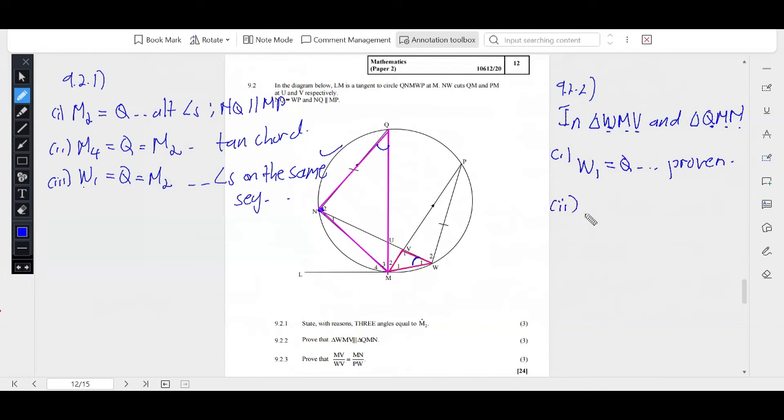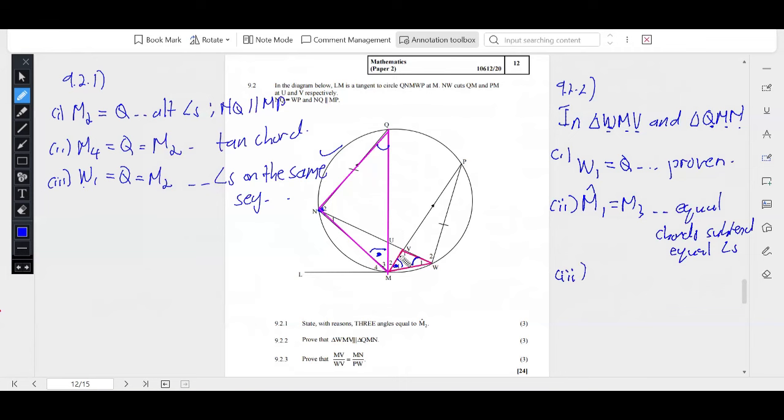Then number two, how is the M1 here equal to the M, which is M3, right there? So we can say M1 is equal to M3. And the reason for that is because they are subtended by equal chords. Note that QN is subtending M3, but PW is also subtending M1. So if these are of equal length and they subtend angles, those angles must be equal. So equal chords subtend equal angles. That's our reason. Then number three, remember, we need three proofs.